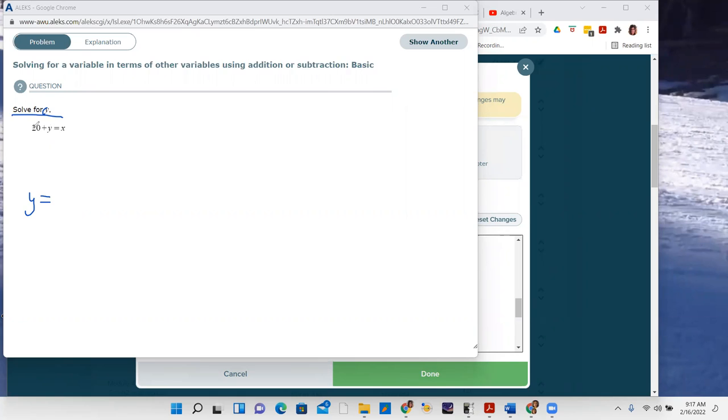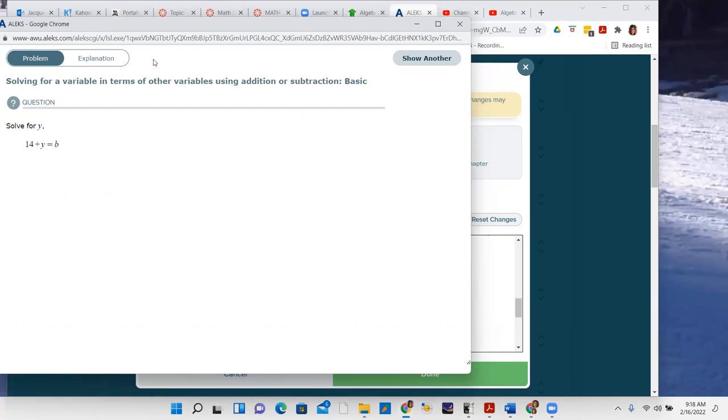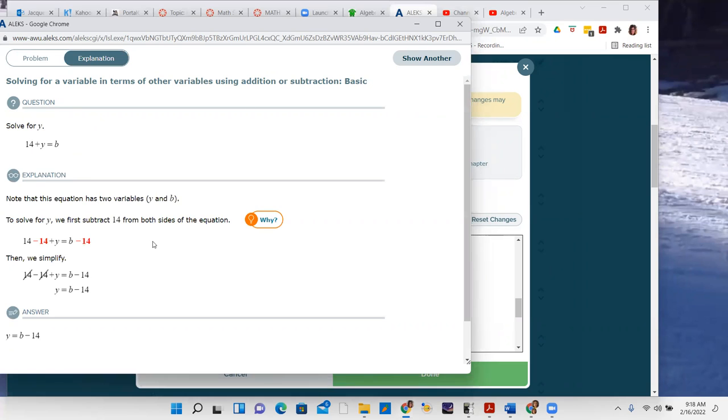So for this one, you just subtract 20 from both sides. So the 20s cancel, the y is by itself. And y equals x minus 20. Okay, again, solve for y. So you want the y by itself. So subtract 14 from both sides.